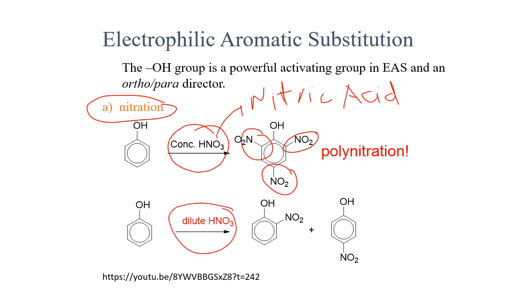But if you add only dilute nitric acid, you will see a mixture of orthonitrophenol and paranitrophenol. Both will be produced as a mixture. Why again on ortho and para? Because the OH of the phenol is considered an atom that increases the electron density. It makes the ortho and para highly electron dense. In that case we call OH an activating group for the ortho and para positions. Why is it activating? Because it makes these positions very electron rich.